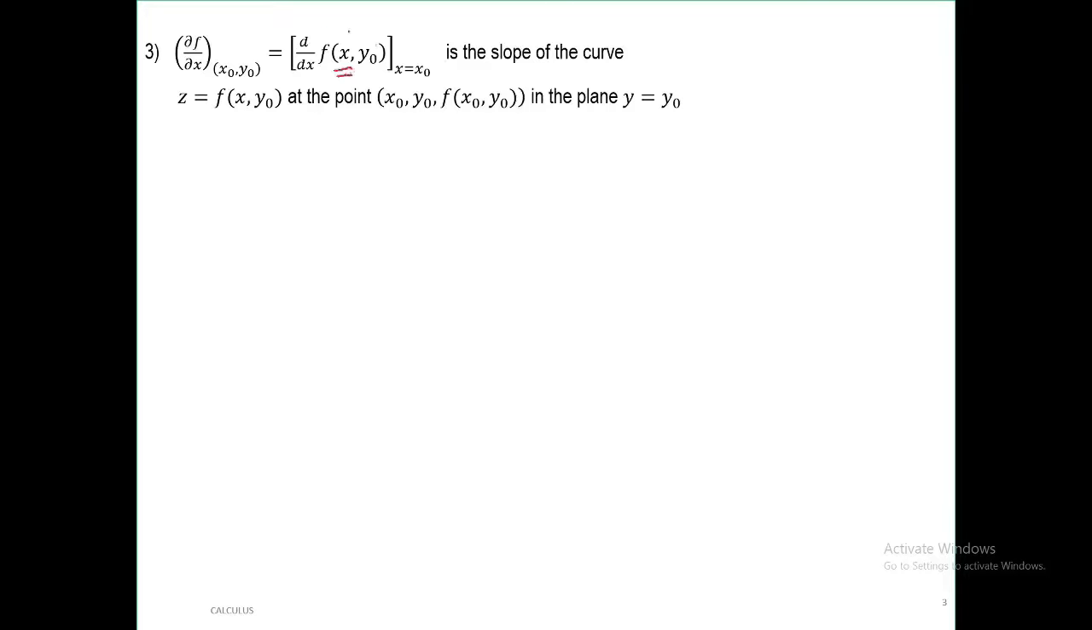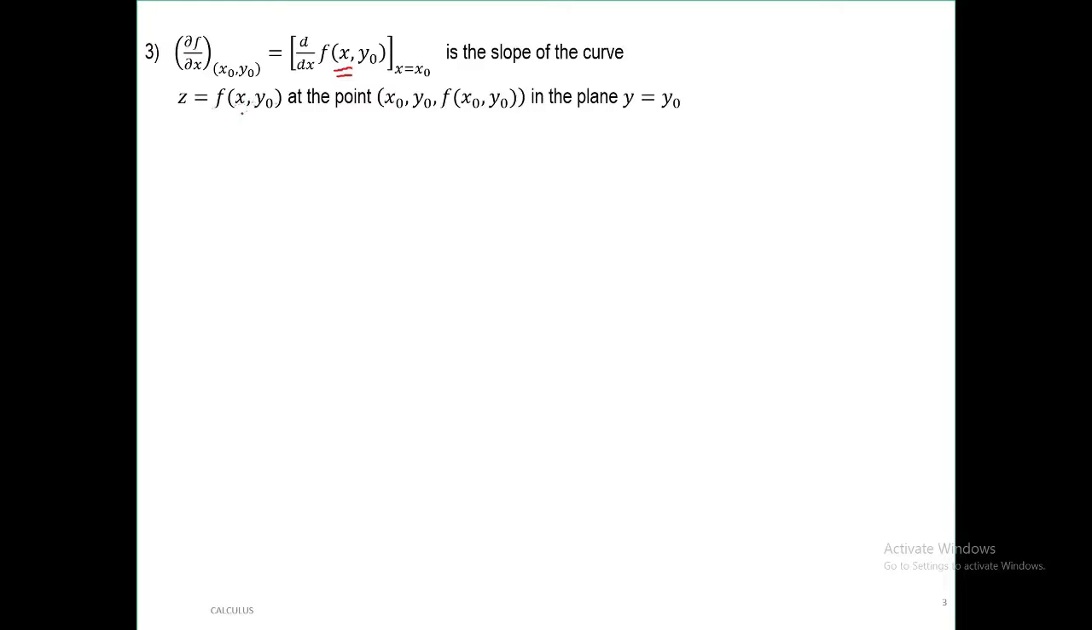Okay, and this gives you the slope of a curve. This is the geometrical meaning: the slope of the curve z is equal to f of x comma y naught. So this is f of x comma y naught. This is a curve now. For this curve, you are doing d by dx. That means you will get a slope. At which point? Initially f is a two variable function. If you give x and y values, you will get a z value. Therefore, there are 3 coordinates: x naught, y naught, and the function value. So at this point, you are getting the slope of this curve, z is equal to f of x comma y naught. It is a single variable function. That's why it is a curve now.